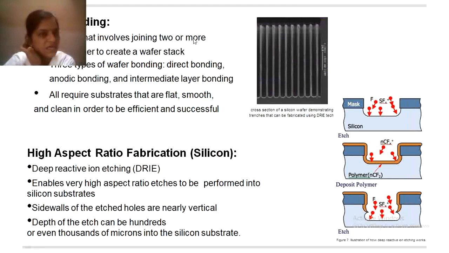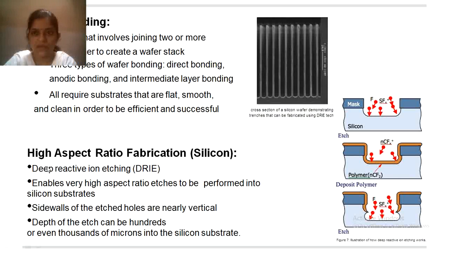Then next is wafer bonding. Wafer bonding means joining two or more wafers together to create a wafer stack. Three types of wafer bonding are shown here: direct bonding, anodic bonding, and intermediate layer bonding. All of these require substrates that are flat, smooth, and clean in order to efficiently and successfully join the two or more wafers.